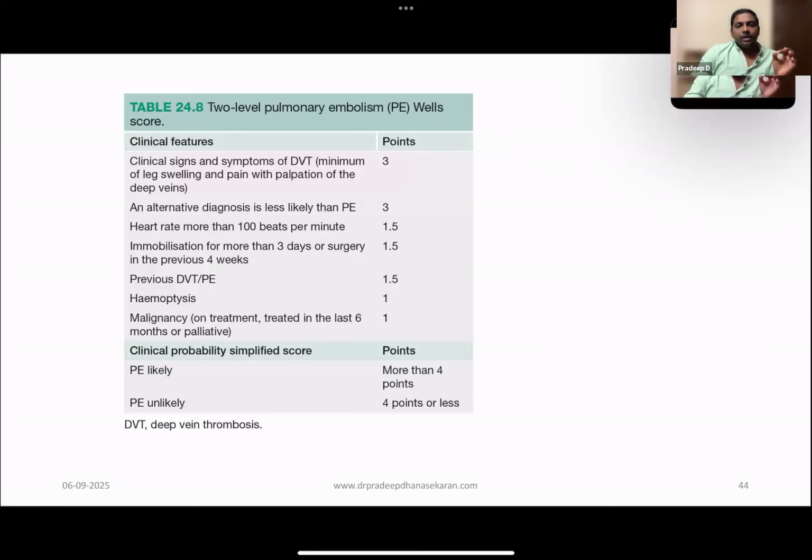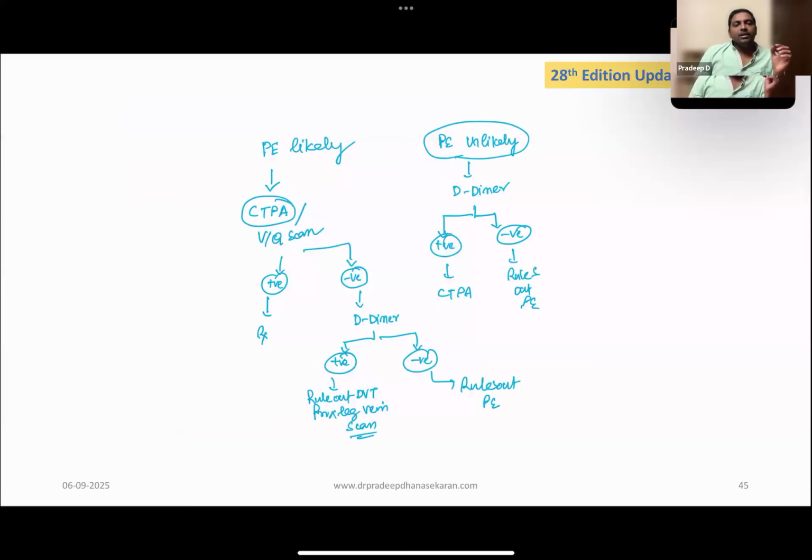This is the 2-level pulmonary embolism Wells score from Bailey and Love. These are the clinical features and the points for the appropriate clinical features. So based on the score, we can classify the patient as likely to have a pulmonary embolism or less likely to have a pulmonary embolism. You can arrive at this diagnosis, and based on this interpretation, you can subject the patient to further evaluation. What evaluation? When the chance of pulmonary embolism is high, that is Wells score above 4.